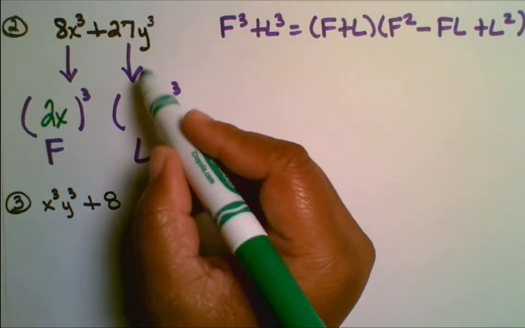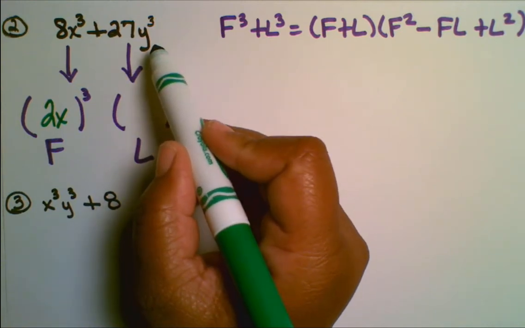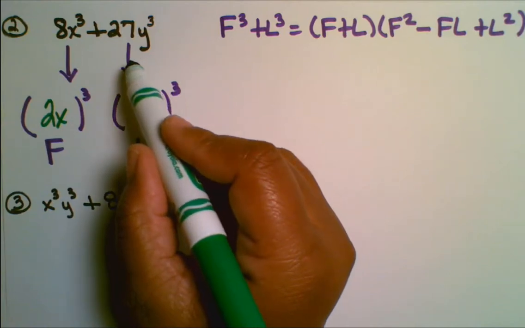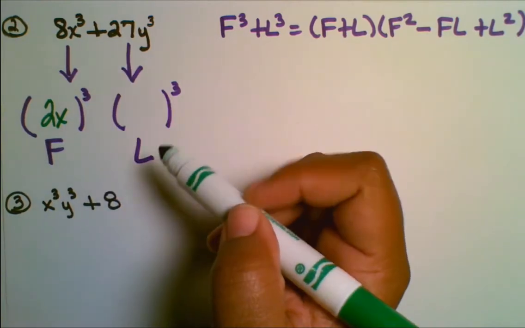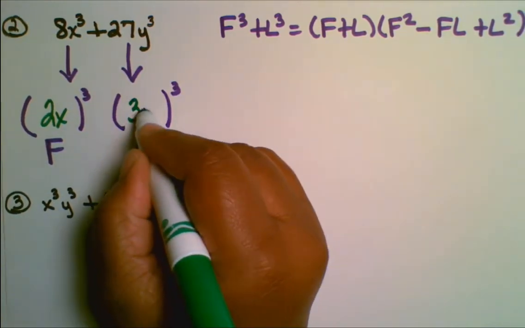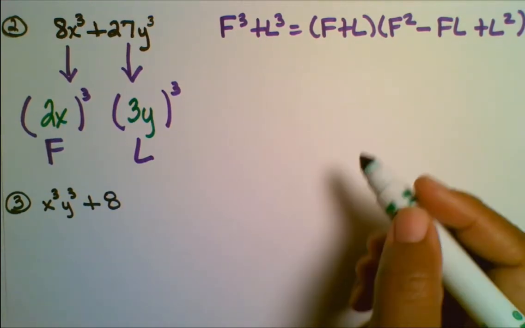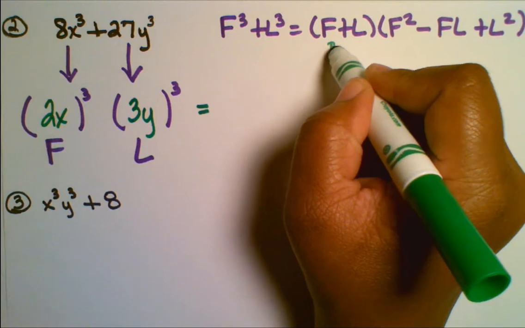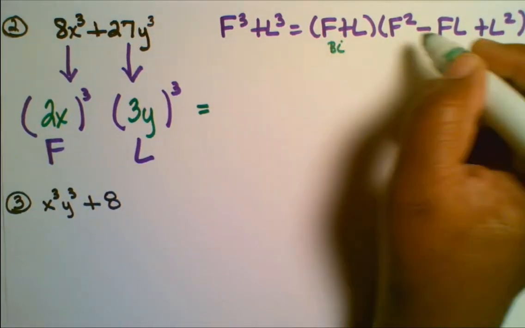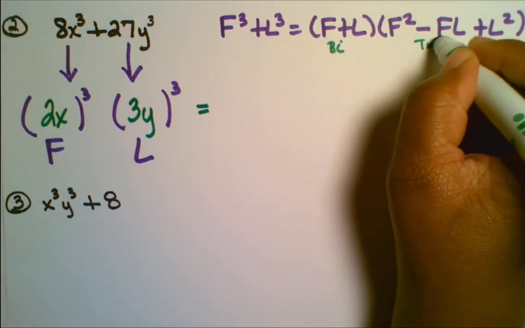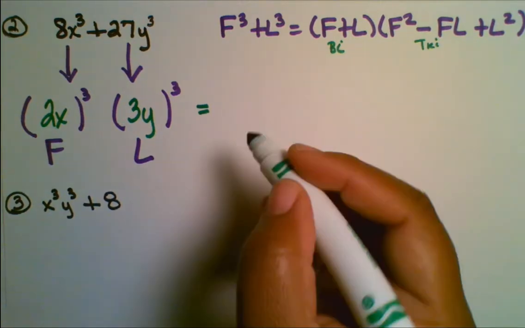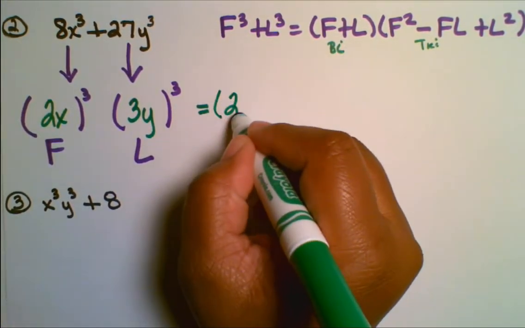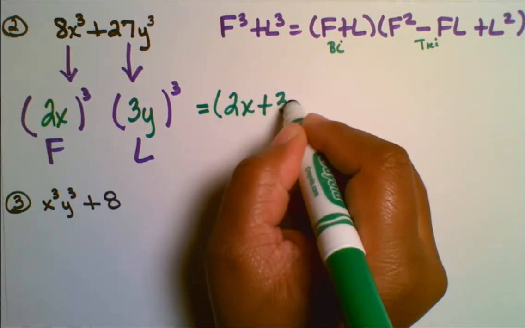And for L, let's look at 27y cubed. What would be that factor that when we multiply it 3 times would give us 27y cubed? That will be 3y. So we have our F and L. We're going to write it in the format of our binomial and our trinomial. All right, so it says we're going to add F and L. So we're going to add 2x and 3y.